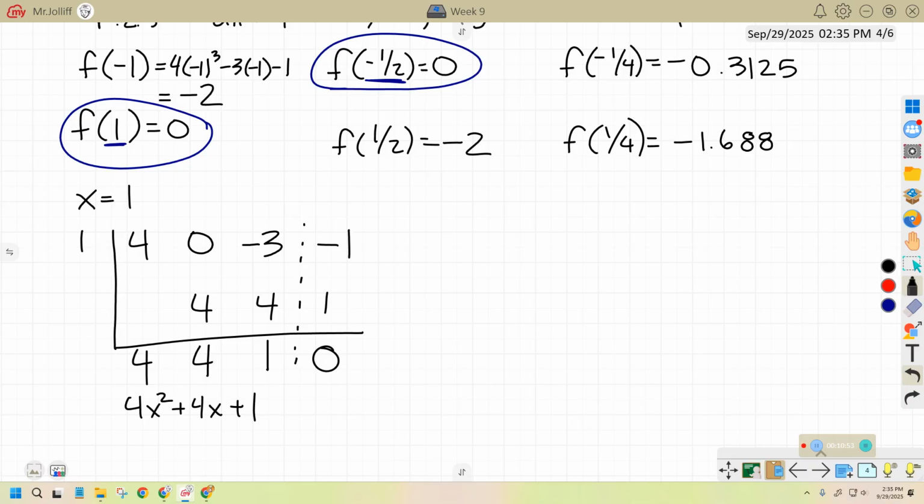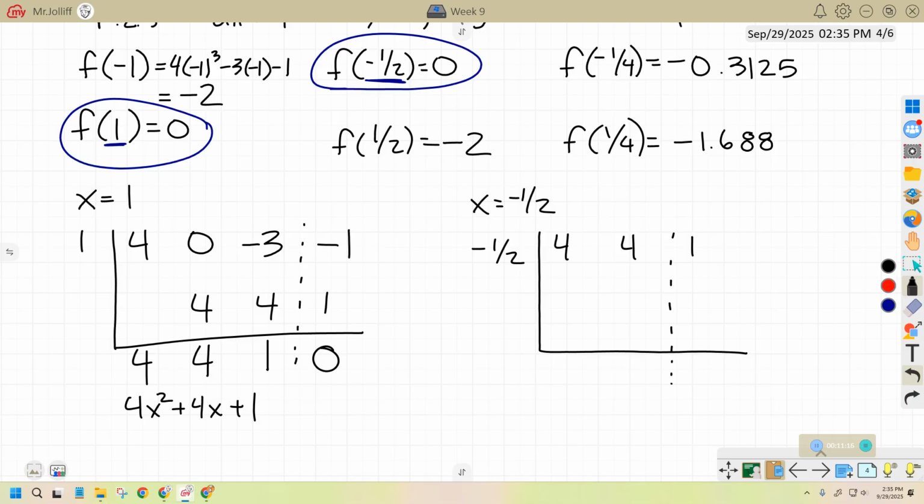And now I want to divide out the second 0, meaning these will be the coefficients inside, and I'm going to divide by the second 0, x equals negative 1/2. And what should my remainder be? Whole class with confidence, 0. Very good. This should be 0.